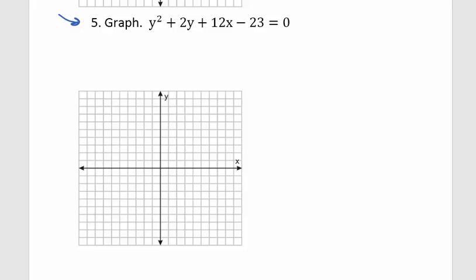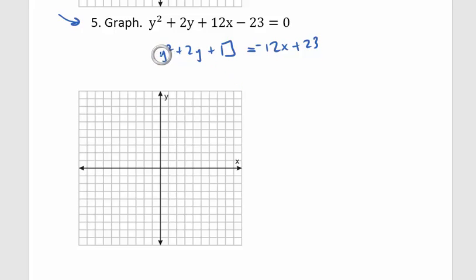Alright, so I'm looking at this thing and I know this is going to be a y squared graph of some sort because I'm starting with y squared. So this thing is going to be opening either left or right. I want to get all my x terms to the other side, and I want to have this as a perfect square. So let's see, if I do y squared plus 2y plus some mystery number is equal to negative 12x plus 23.